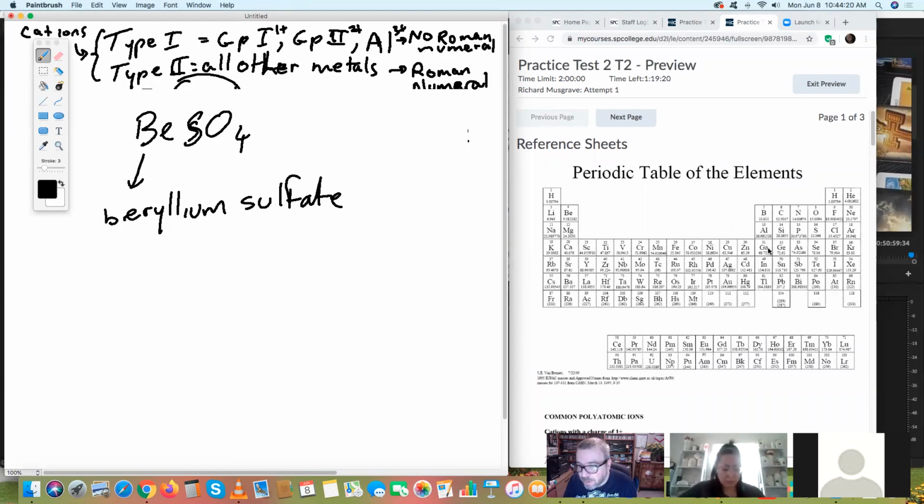Okay, that's what I thought though. It's only aluminum and group 1 and group 2, as far as you're concerned, that are not going to need a Roman numeral, because we know what charge they carry is always going to be the same.